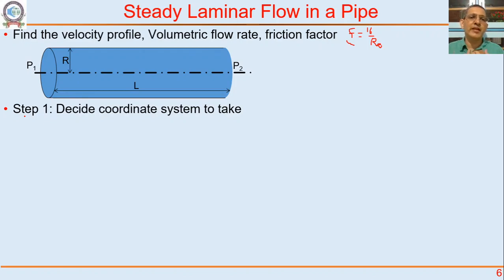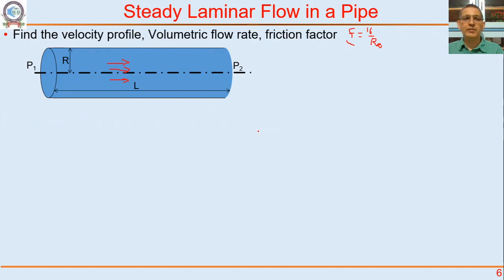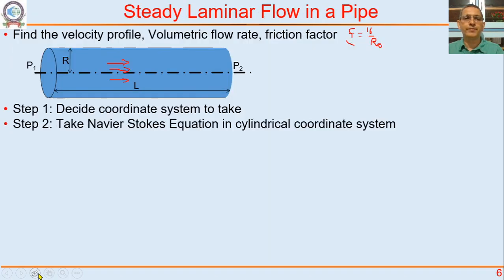First step is to decide what kind of coordinate system you would like. So it's a cylindrical pipe. Liquid is flowing along the axis. A pressure difference is there, P1 and P2. So what coordinate system would you like? Obvious, cylindrical coordinate system. So now take the Navier-Stokes equation in cylindrical coordinate system. That means these are the equations.